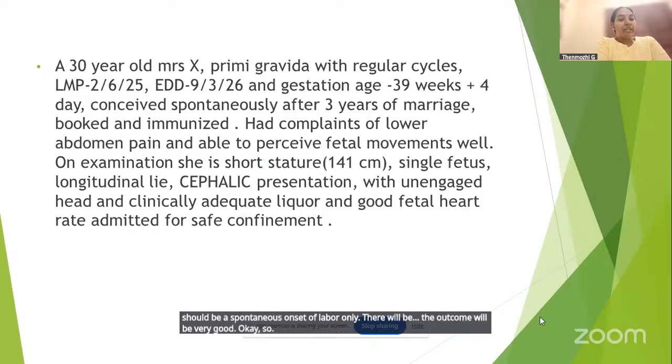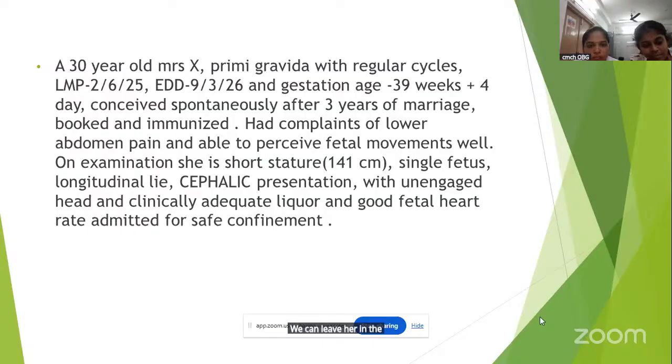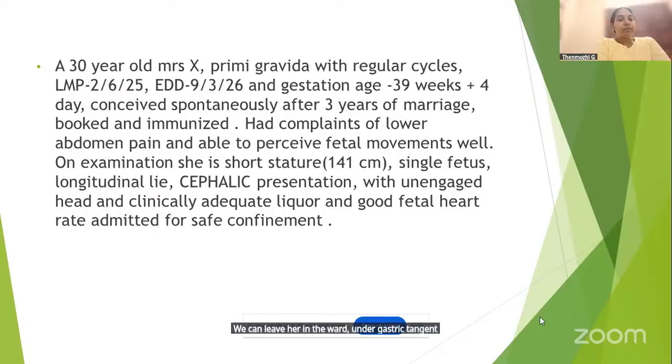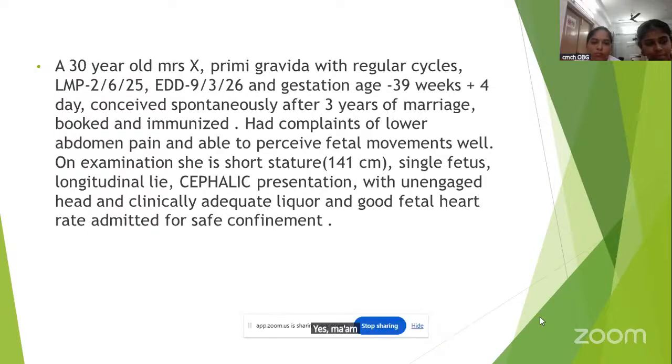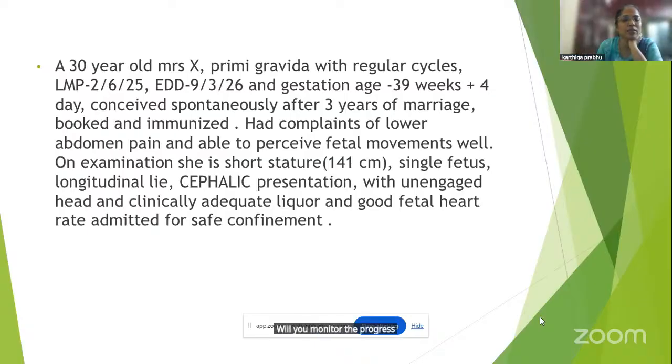So we can keep her in the ward under strict antenatal surveillance and watch for the spontaneous onset of labor. Okay, how will you monitor the progress?